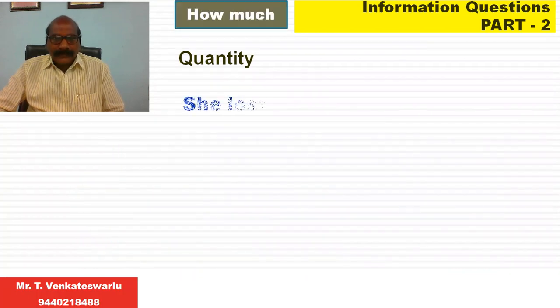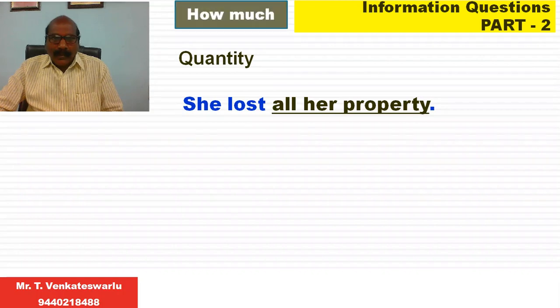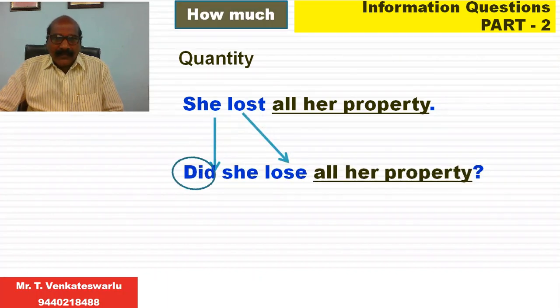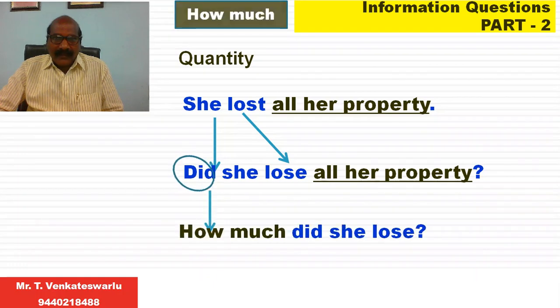Next example. She lost all her property. And the verb here is in simple past tense. So to change it into a yes or no type question, first use did at the beginning and the verb in simple past tense becomes simple present tense. Did she lose all her property? And all her property, the underlined one, refers to some quantity. So we have to use how much at the beginning to frame the information question. How much did she lose? And the underlined part is deleted.